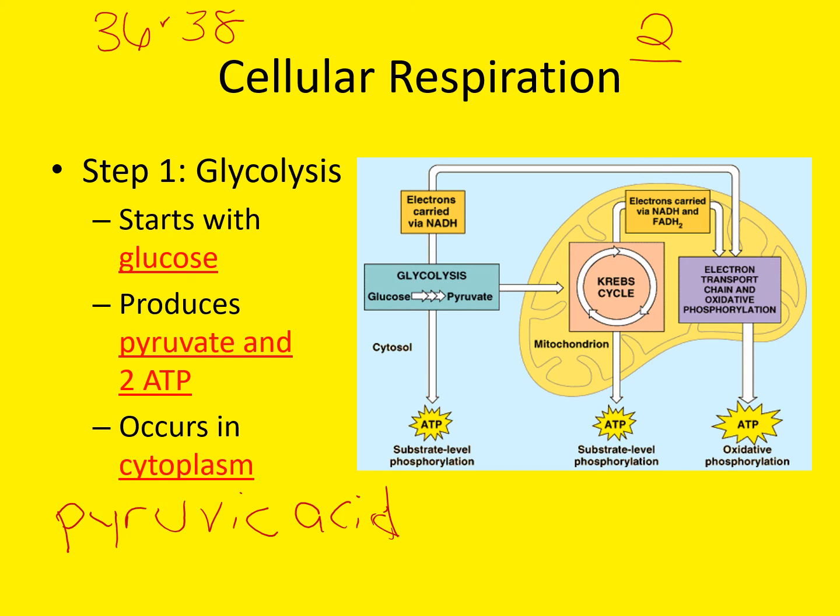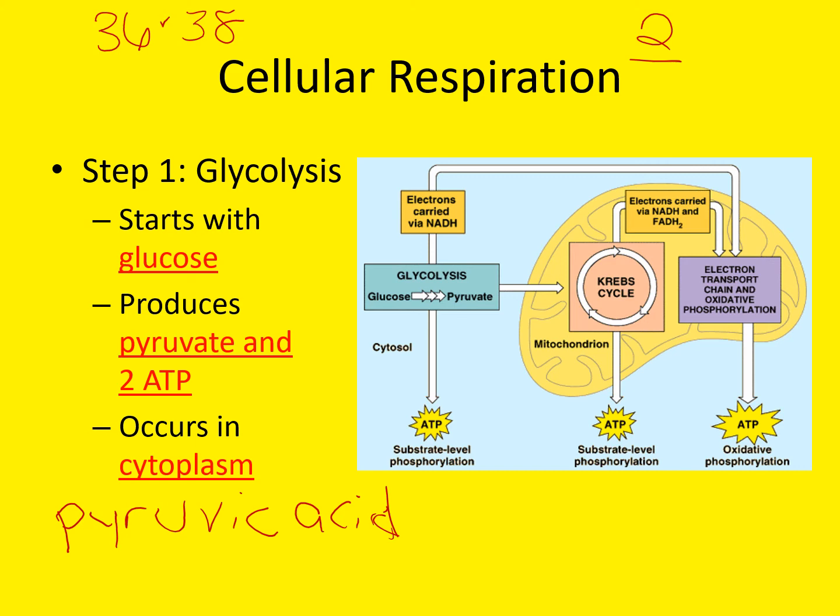The problem is I created an acid, and I can't let that acid sit around in my cells. So I need to take that acid and break it down into something that's not toxic to my cells. So if oxygen is available, our cells will ship that pyruvic acid to our mitochondria. And our mitochondria is going to take that pyruvic acid and help us break it down. So it starts with glycolysis, and I'm going to end up with pyruvic acid, ATP, and this is going to occur in the cytoplasm.